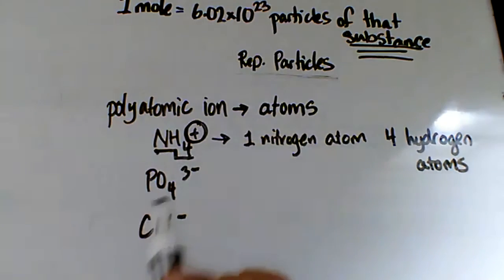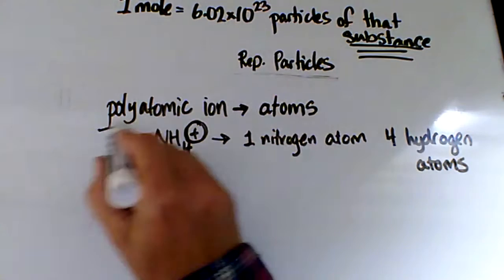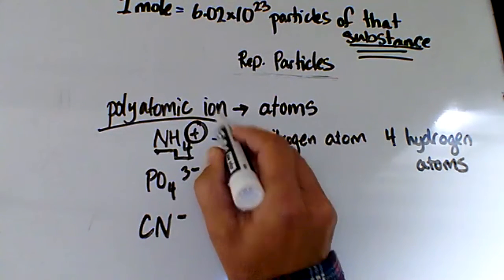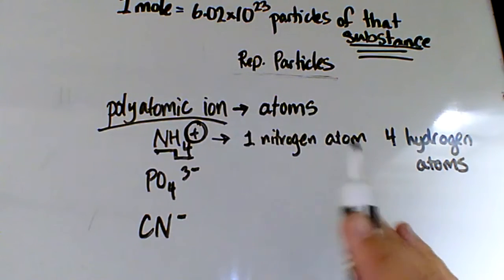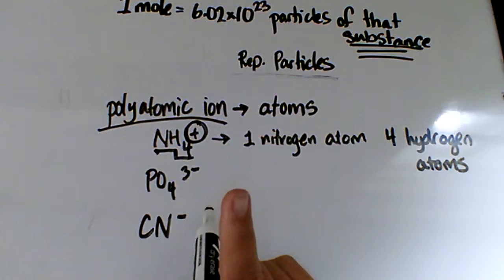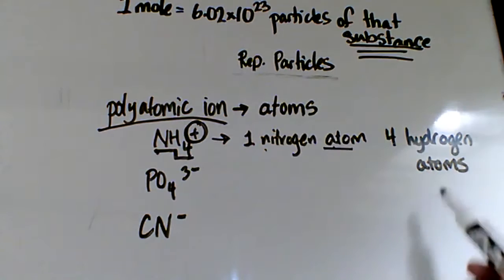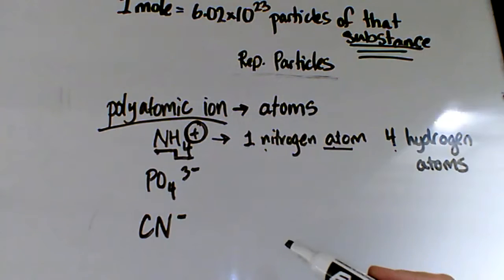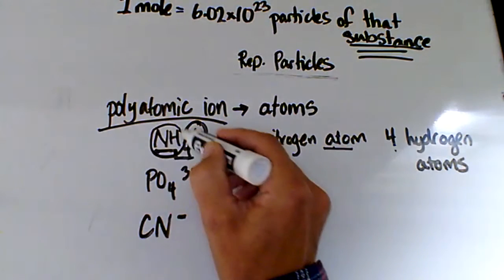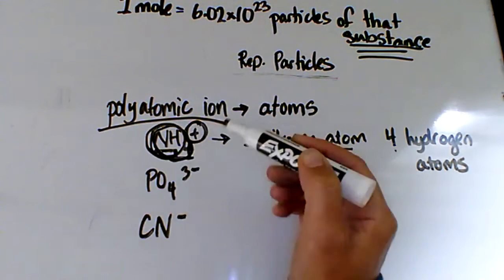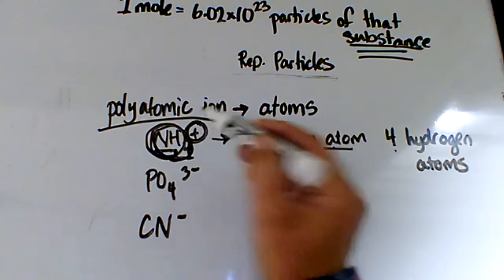So in one polyatomic ion, not 1 mole, in 1 ion, I have atoms, 1 of which is of nitrogen and 4 of which is of hydrogen, and they are chemically bonded in a covalent manner. However, they have lost an electron.